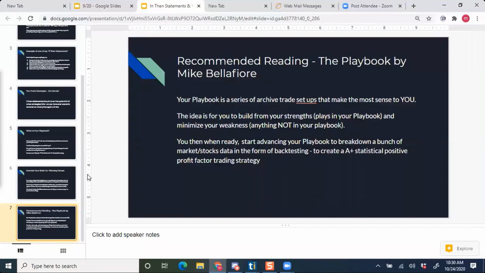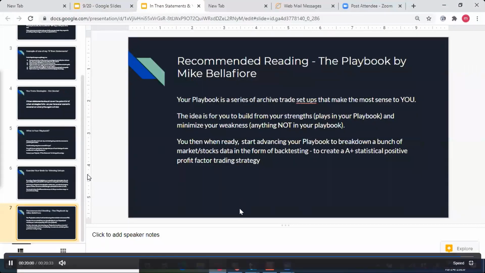So I recommend The Playbook by Mike Bellafiore. It goes into these concepts in much deeper detail, but I think from this presentation I just gave, you can get started on creating your playbook.